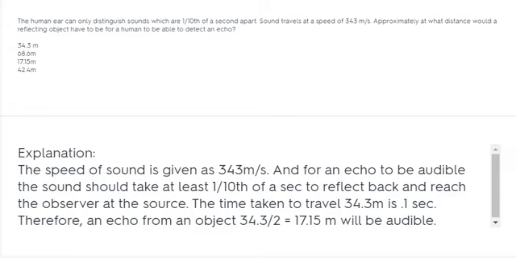Explanation. The speed of sound is given as 343 meters per second, and for an echo to be audible the sound should take at least one-tenth of a second to reflect back and reach the observer at the source. The time taken to travel 34.3 m is 0.1 seconds. Therefore, an echo from an object 34.3/2 equals 17.15 m away will be audible.